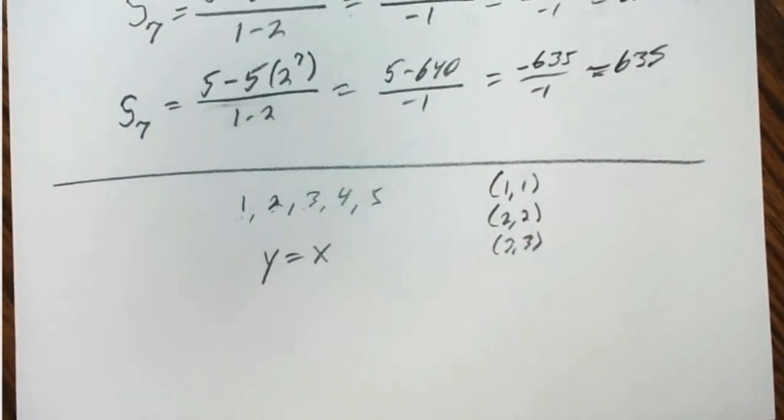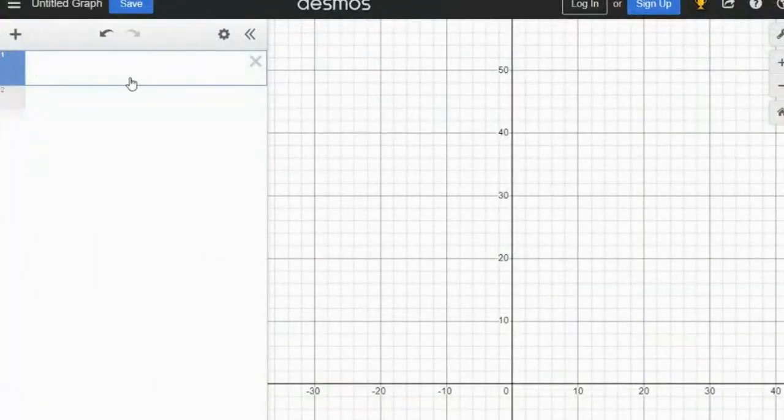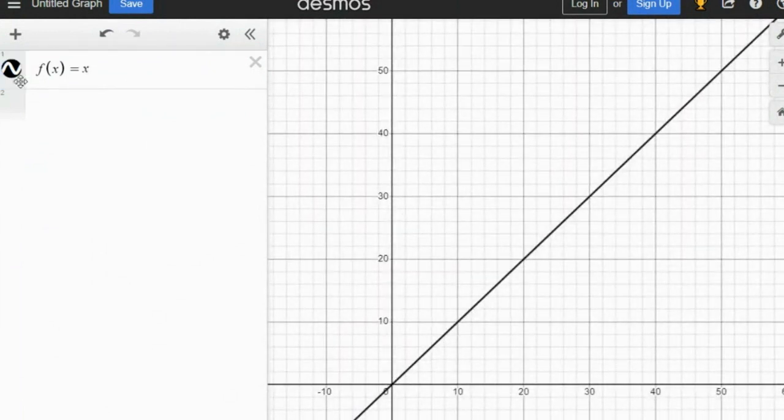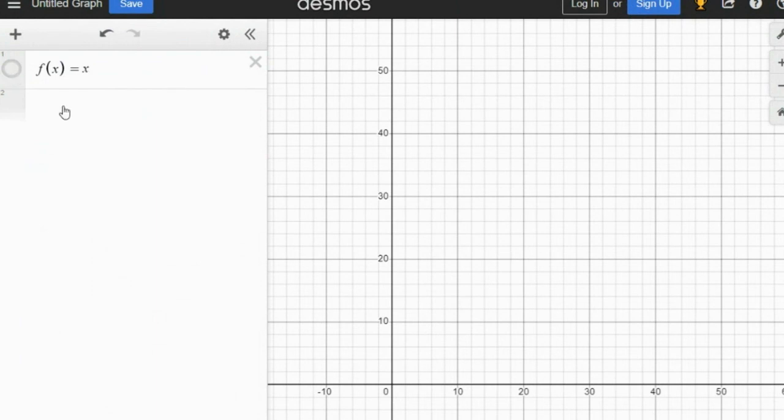And I want to graph that on Desmos as a sequence, not the line. If I say f of x equals x, that would be the continuous graph, but I'm going to turn that off. I don't want that. Now I'm going to say n equals, and I put this bracket. So now it says, oh, you're making a list. I say, okay. And it goes from 1, comma, dot, dot, dot, all the way to capital N.